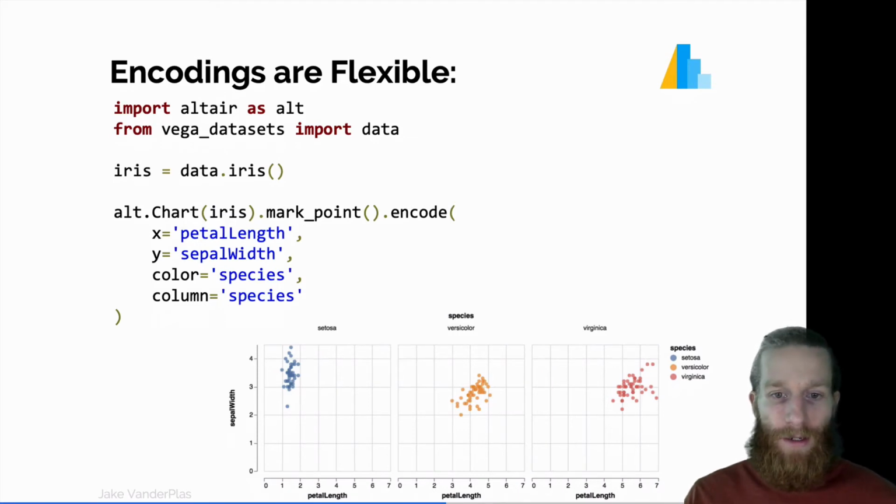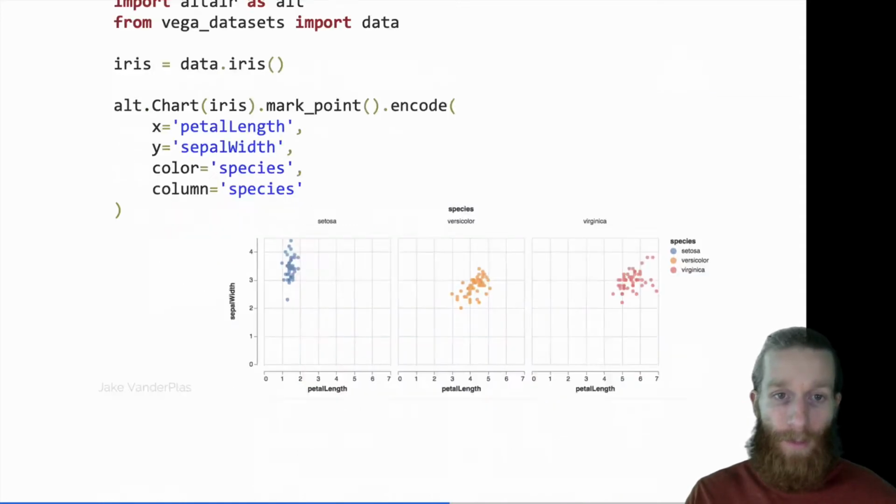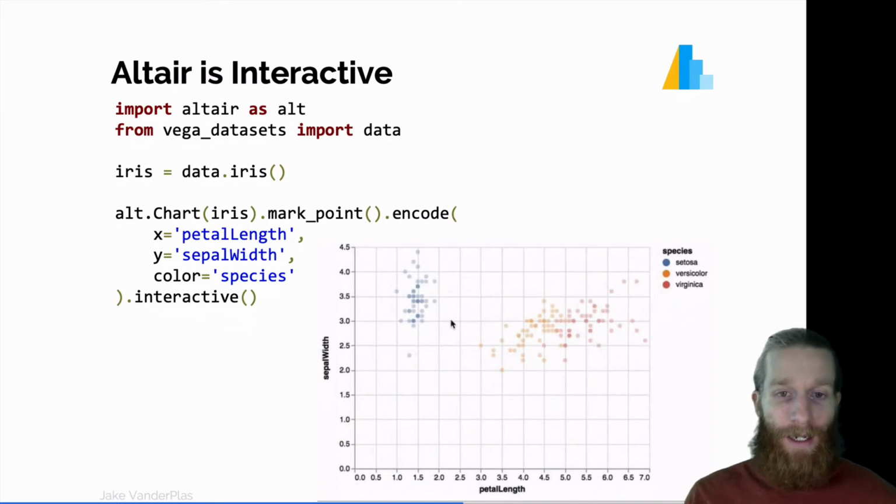And these encodings are also flexible. Here we saw the faceting was a lot of work in Matplotlib. Again, here we can do this in one line. So column is species. We're actually going to split by column on X in species. Pretty straightforward. And then one of the other things we mentioned is transitioning to the web.